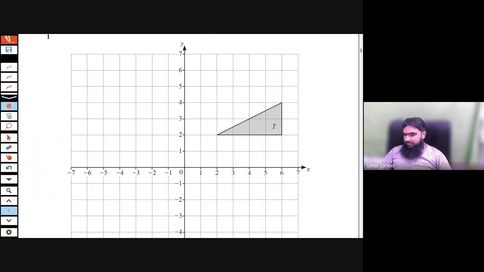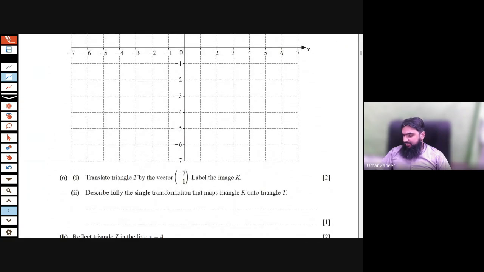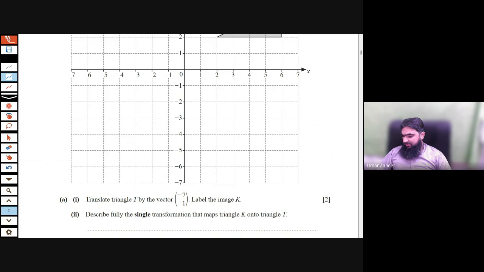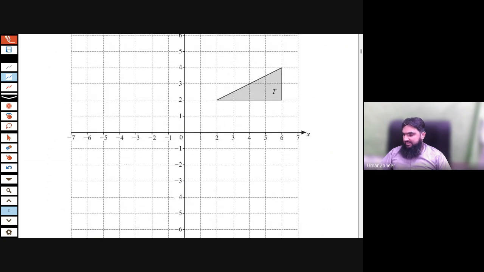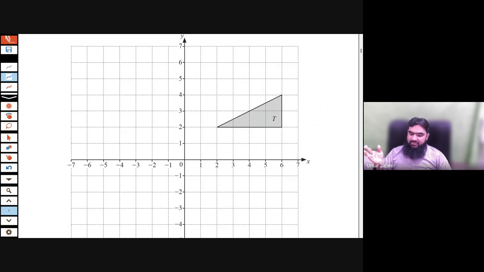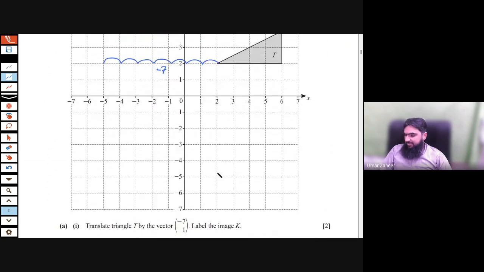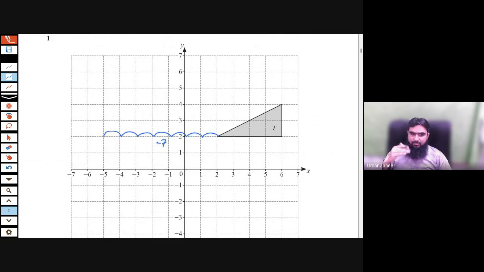Now you have the first question. The first question is from transformation. We have to translate a triangle T by the vector (-7, 1). Minus 7 means we have to move 7 places towards the left side. So 1, 2, 3, 4, 5, 6, 7. It's minus 7 and plus 1. Plus 1 means we have to move one place upward. So this point is going to be here.